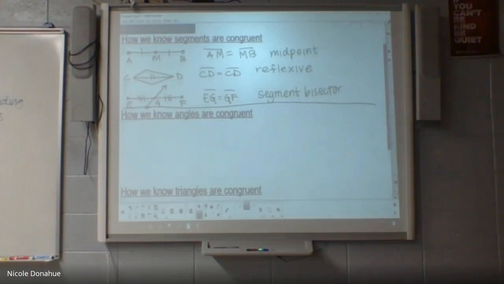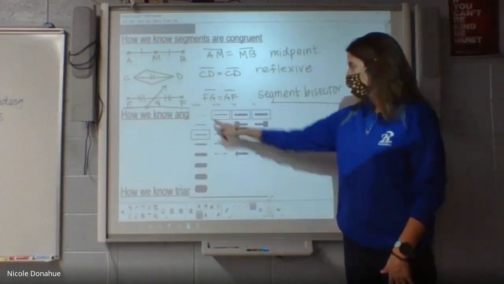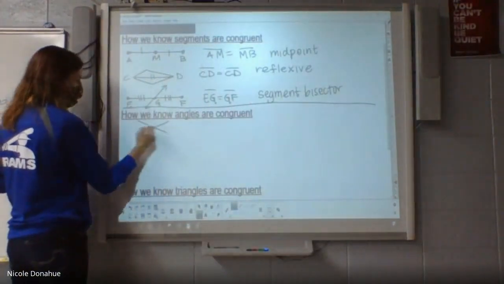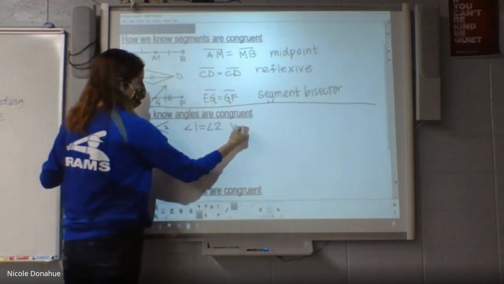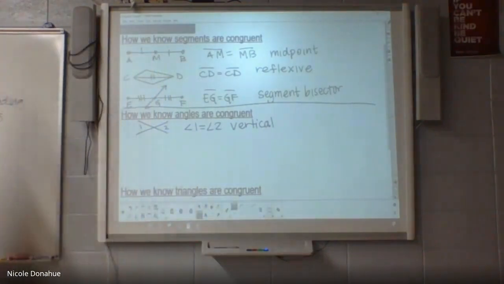All right. We have a bunch of ways to know how angles are congruent. What's one of the ways you guys know angles are congruent? Some of the ones that we use a ton. Vertical angles, yeah. So vertical angles.